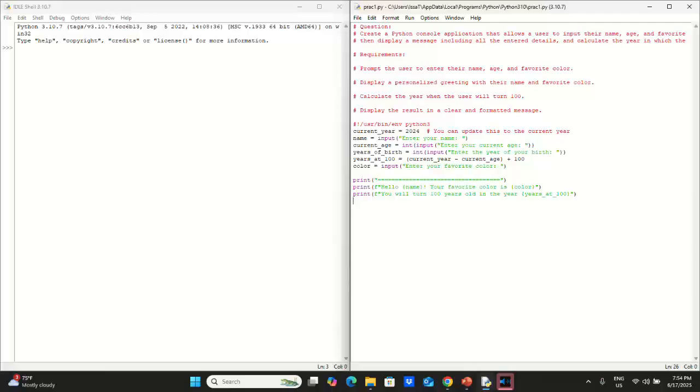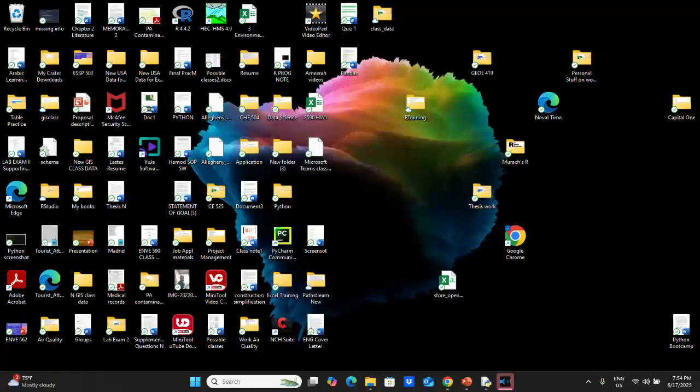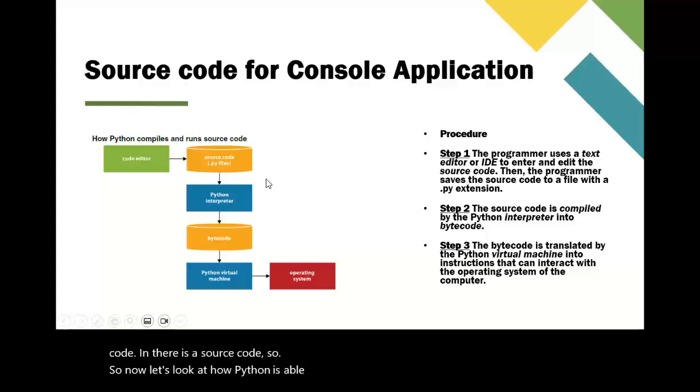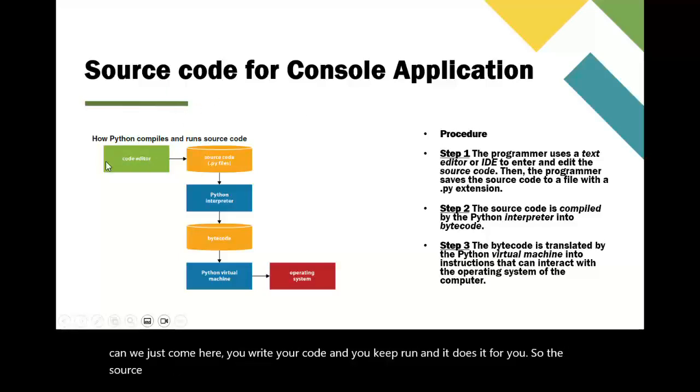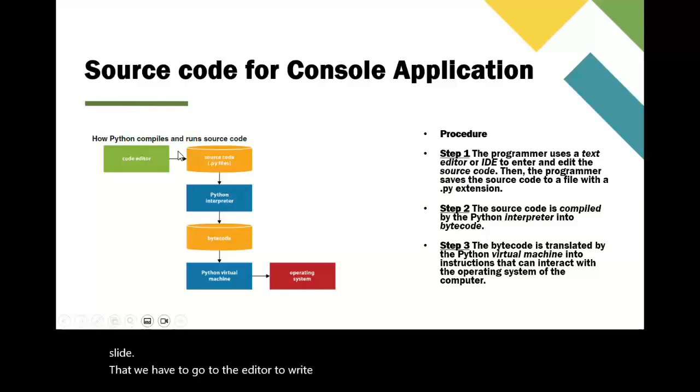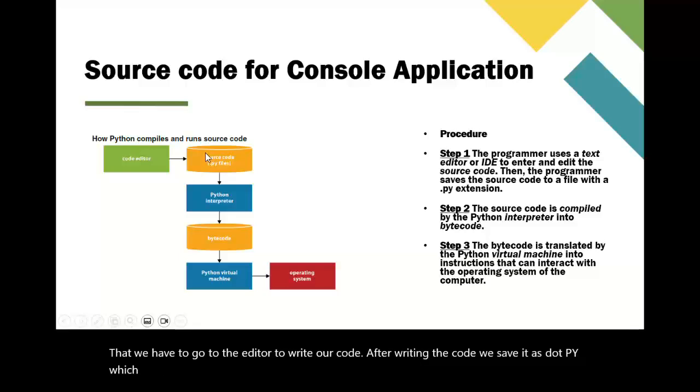So now let's look at how Python is able to run the code. What's going on underground? We just come here, you write your code, you click run and it does it for you. So, the source code for a console application: first of all, you go to the editor, as you saw in the previous slide. After writing the code, we save it as .py.